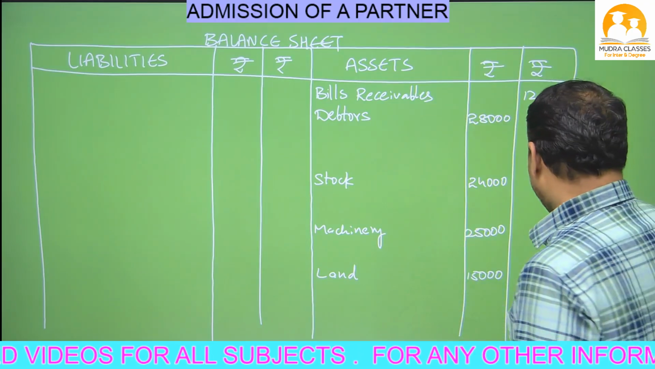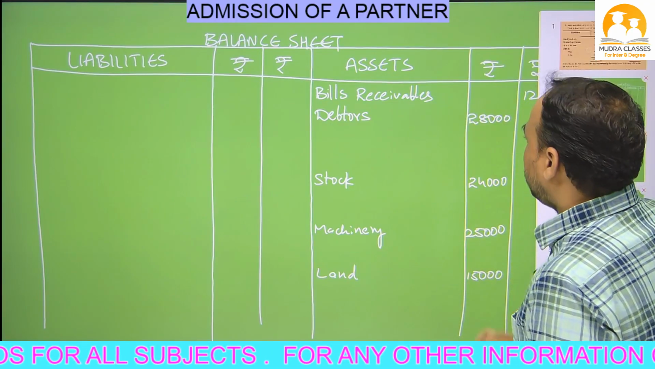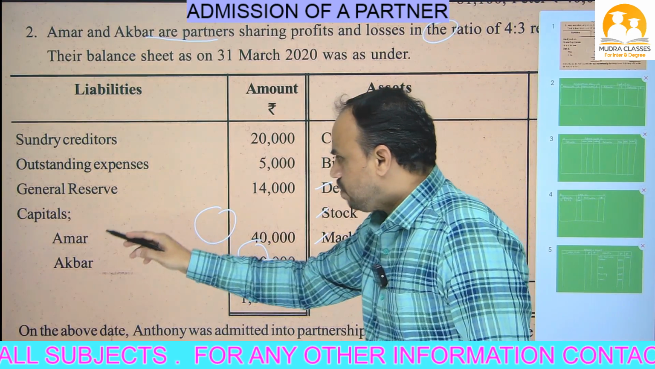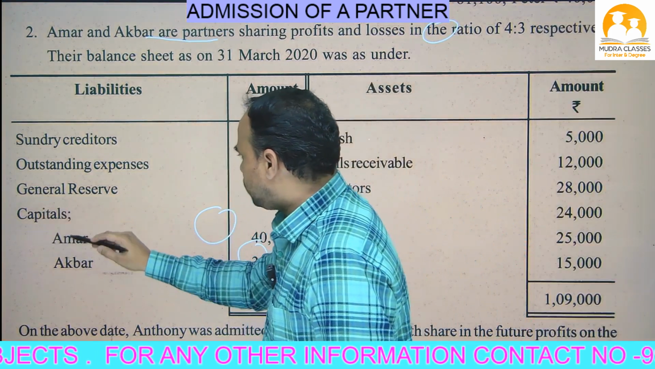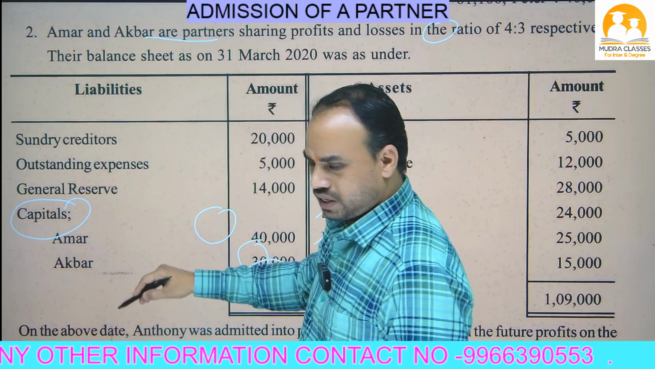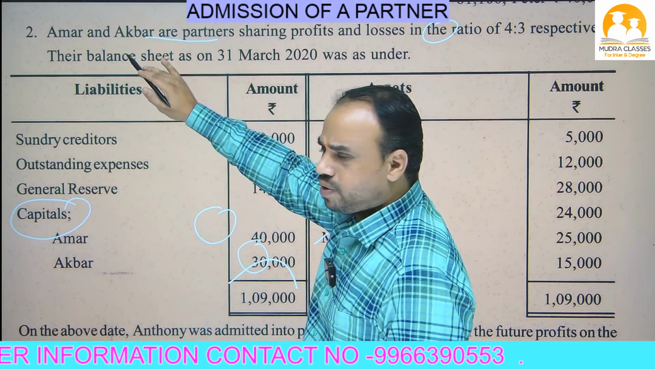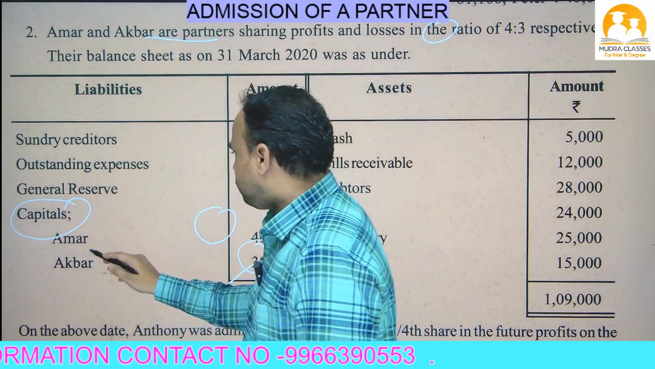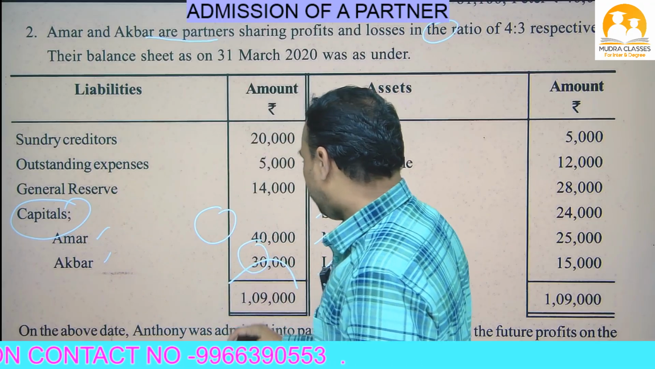Okay, now come to the question. Now in the question, capitals, on which side are they given, Anna? Capitals given down or up? See, where is it given? Capitals are given down, on the liability side. So from down to up we will go. So capitals of Amar and Akbar. How much is Amar's capital given in this question? You can see here.